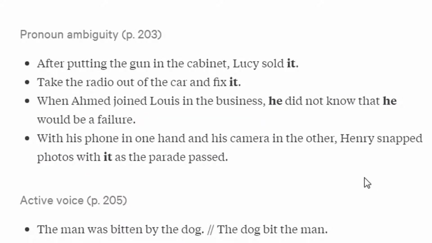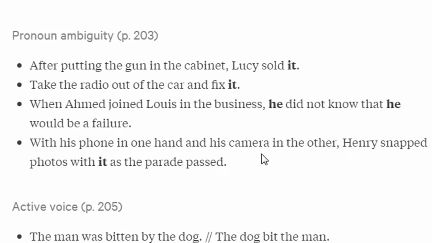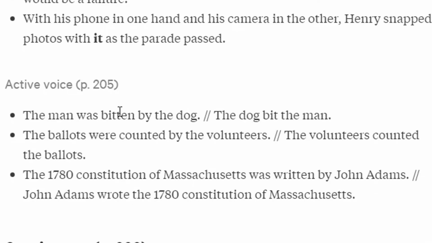And then the fourth bullet example, with his phone in one hand and his camera in the other, Henry snapped photos with it as the parade passed. Okay, tell me, did he snap photos with his phone or did he snap photos with his camera? There's not a right or wrong here. It could be either one. The problem is the sentence doesn't make it clear. It needs to be reworded so that it is clear. Those are some examples of pronoun ambiguity, and you will see those marked up on your paper. I don't understand, so watch for them.